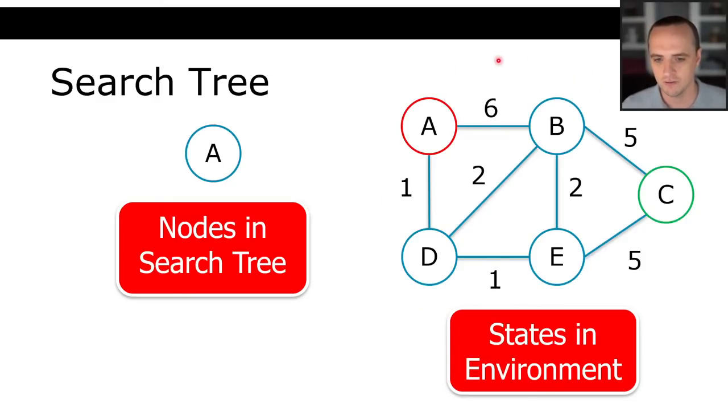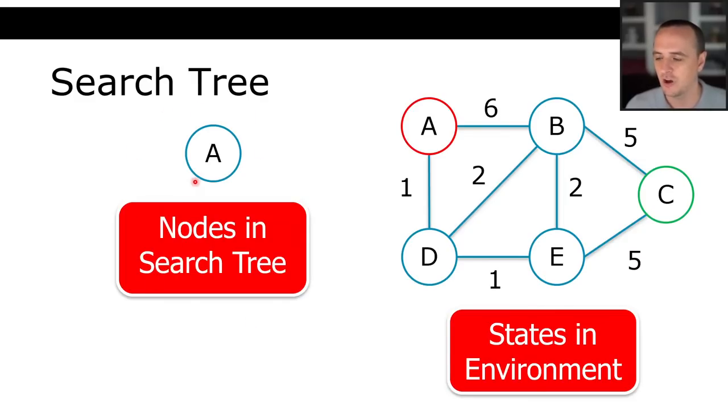So, over here, we have states of the environment. So if this was a real-world problem, St. John's is a state of the environment, right? Gander is a state of the environment. Corner Brook is a state of the environment. So over here, A is a state, B is a state, etc. Edges in the environment description here, in this particular graph-based system, represent whether or not actions are legal, okay? So again, A, B having an edge in this environment graph description means that that's a legal action.